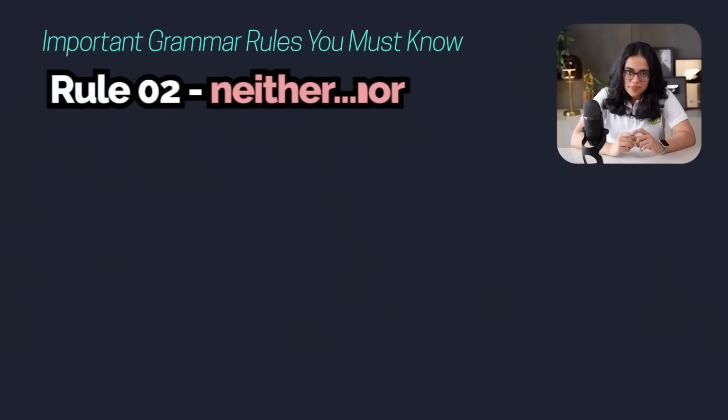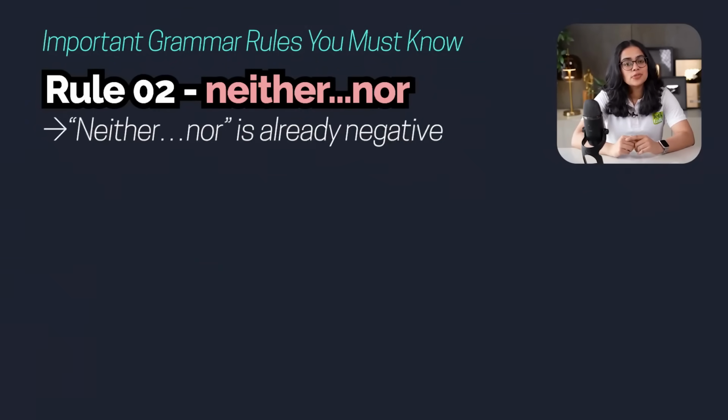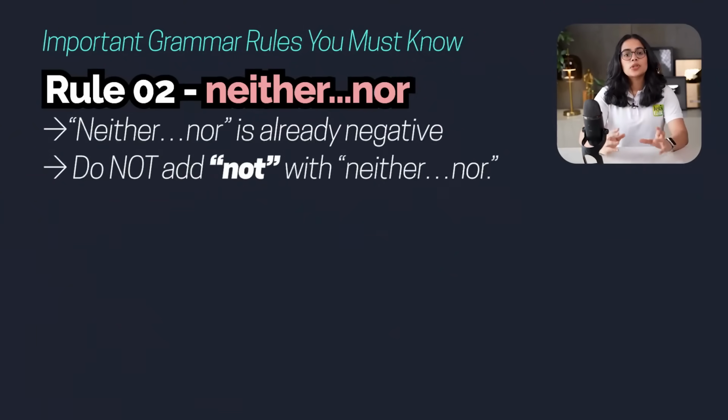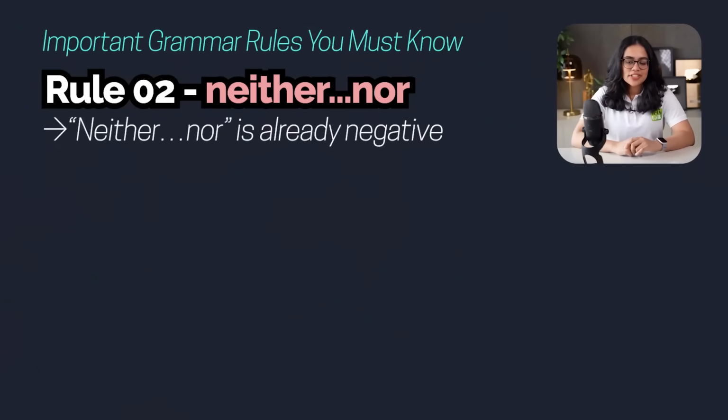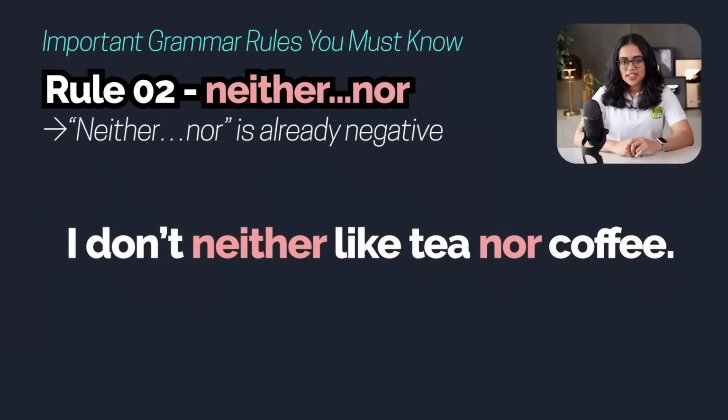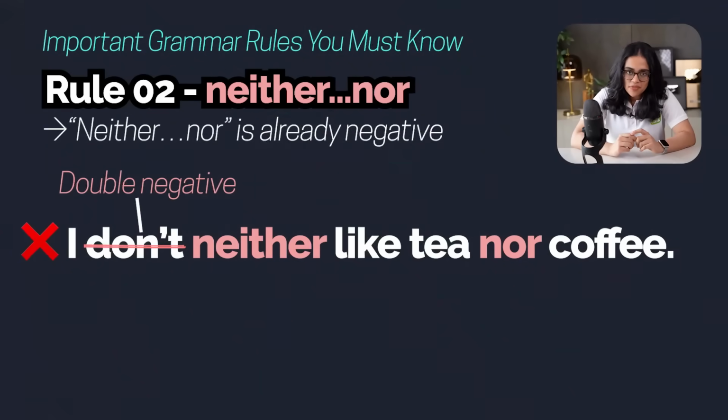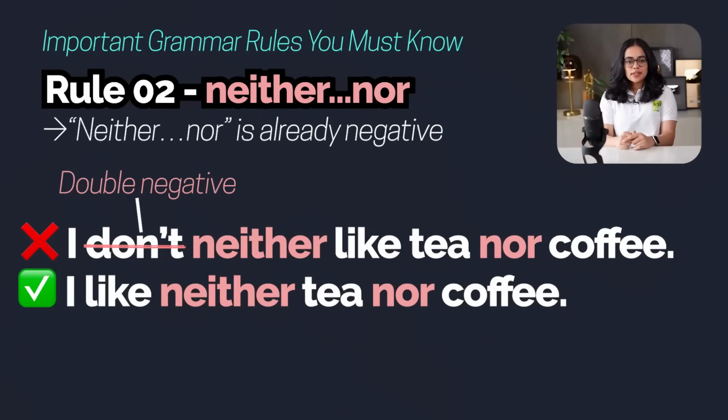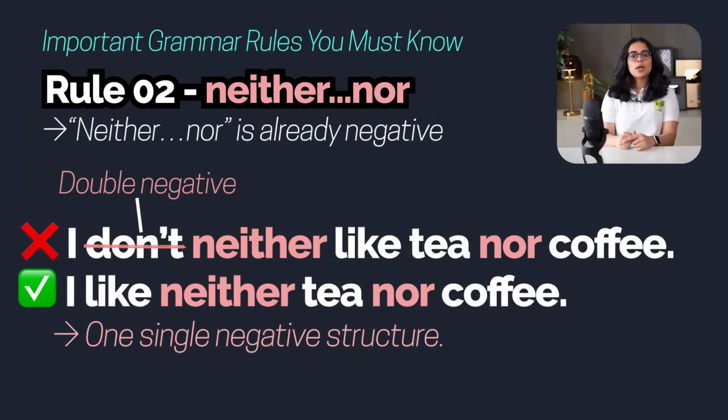Now rule number 2, neither nor is already negative. Do not add not with neither nor. Take a look at this sentence. I don't neither like tea nor coffee. Now this is an incorrect sentence. Neither nor, as I mentioned, is already negative. So we do not add don't. It becomes double negative. The correct sentence is I like neither tea nor coffee. It's a one single negative structure. We don't need don't there. I hope you understood this rule because this is a common mistake people make.